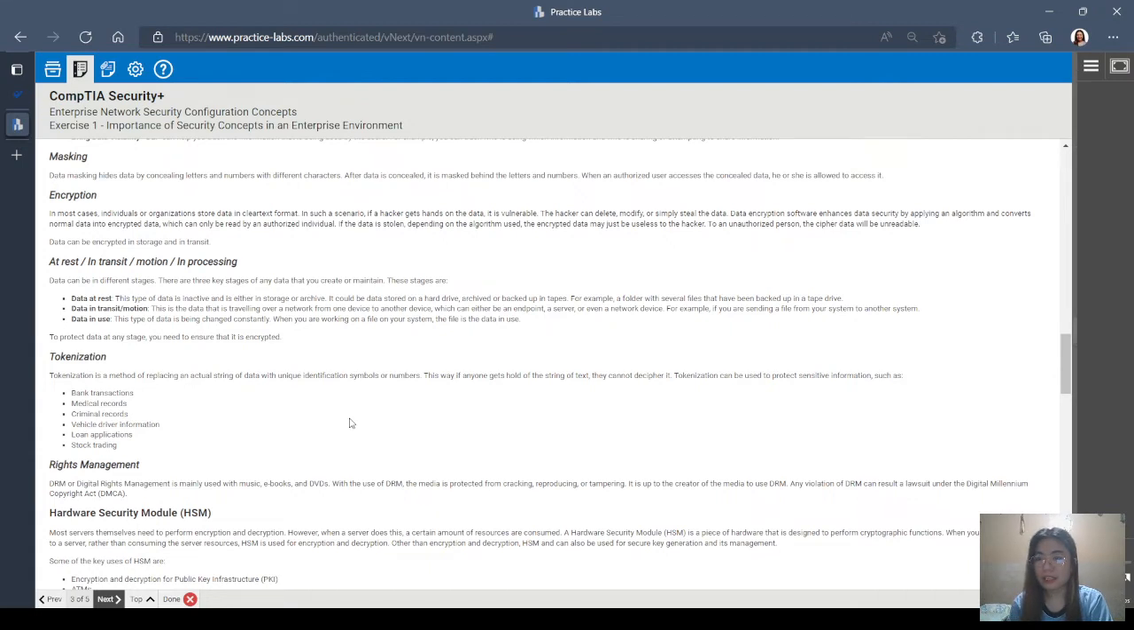Masking. Data masking hides data by concealing letters and numbers within different characters. After data is concealed, it is masked behind the letters and numbers. When an authorized user accesses the concealed data, he or she is allowed to access it.